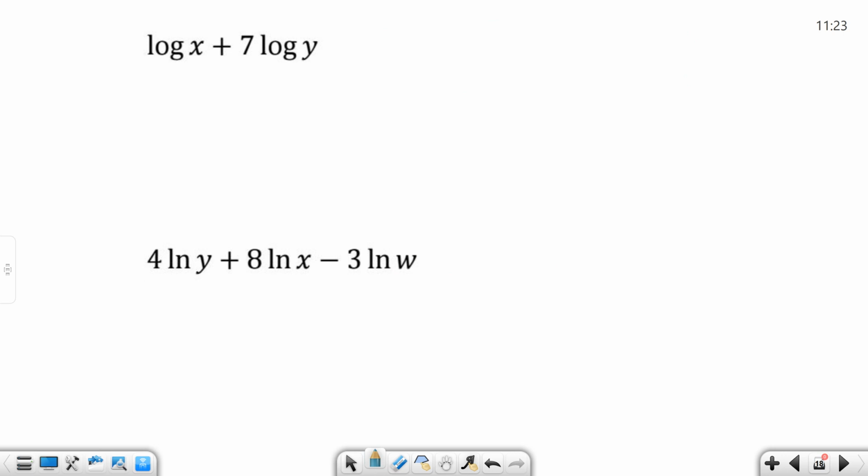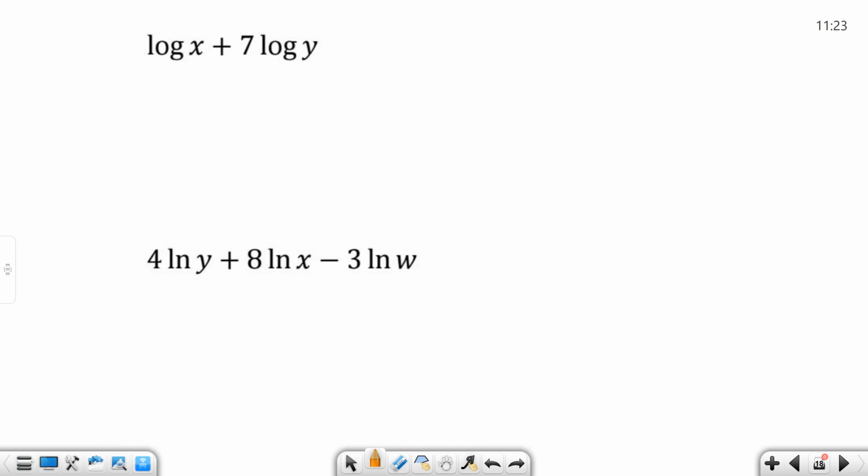So let's keep condensing, and if we can simplify, we will. So just be on the lookout for that. All right, so log x plus 7 log y. Again, the bases have to be the same to do this, by the way. We can't have like log base 2 and log base 3 and put them together. They have to be the same. Well, they are. They're understood 10 here.